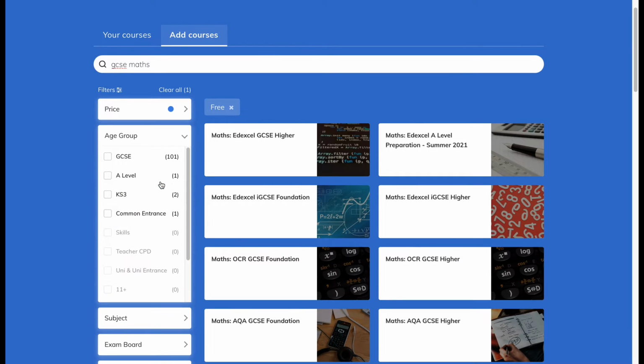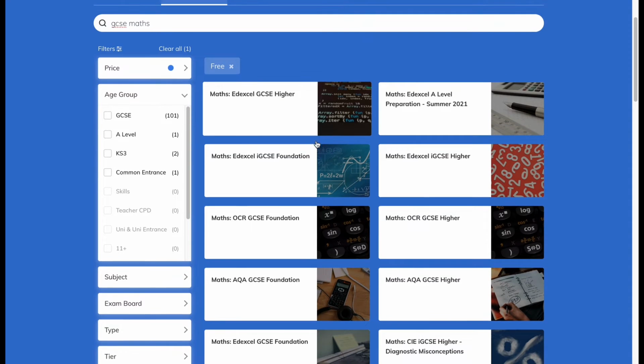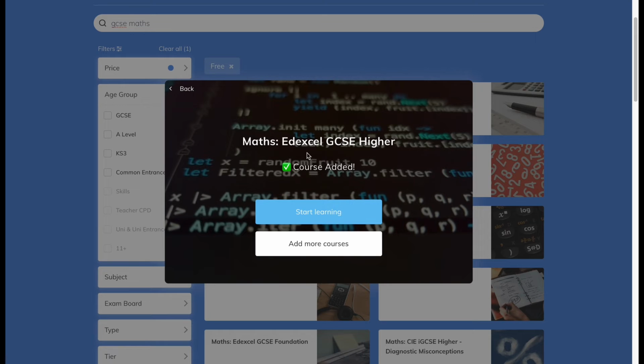So you can go to free, and we got the first thing that pops up here. I think you have to click one of these filters first, and then we can quickly go to it. Since we're looking at Edexcel, for instance, that's the board that I chose when I was doing my GCSEs, that's the board that the school chose for me. So Edexcel is something that I recommend doing, and we can go into the GCSE Higher. We can add this course and we can start learning.